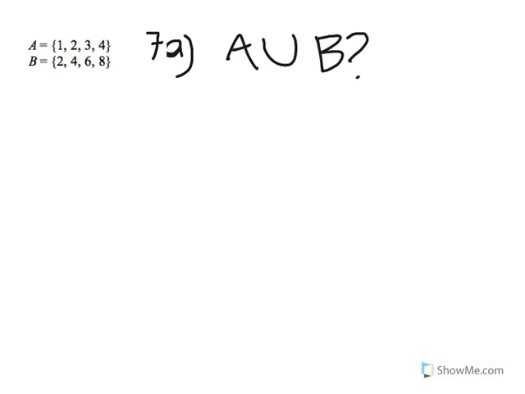Now this symbol just stands for union, and it's basically all the numbers that are in both sets. So in this case it's 1, 2, 3, 4, 6, and 8. And in a union, never repeat numbers, because that's not what it's about. It's just all of the numbers that are possible in both sets. That's it. So don't repeat.